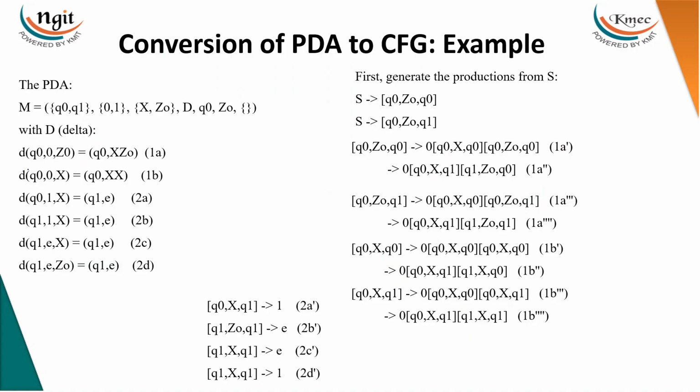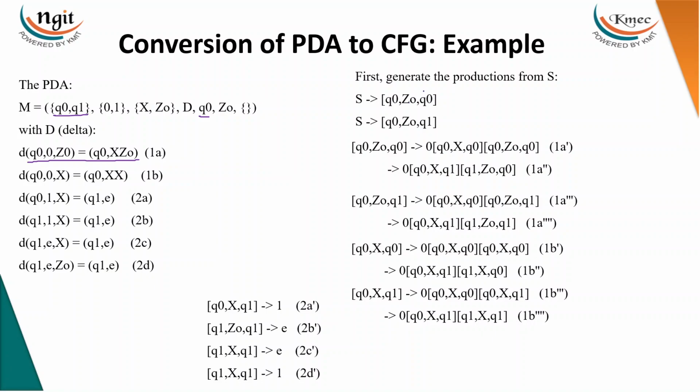So assume that we have a push operation like this. The current state is Q naught, the input symbol is 0, and the top of the stack is Z naught, pushing it. First, what is the starting symbol here? Q naught. Then you write S tends to Q naught, Z naught, Q naught, and S tends to Q naught, Z naught, Q1, because we are going to have only two states, Q naught and Q1. Right? Because our PDA has two states, you have to write Q naught, Z naught, Q naught and Q naught, Z naught, Q1.